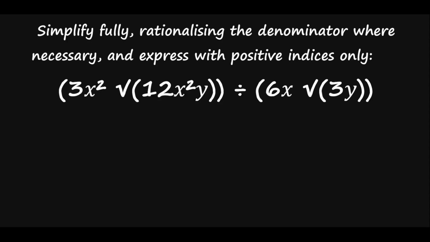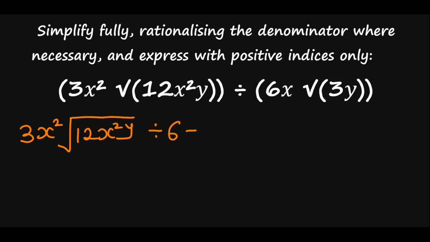So that gives us 3x squared roots. As you can see, the bracket tells you that everything inside belongs into the roots, not just 12. So root 12x squared y divided by 6 divided by x divided by root 3y.